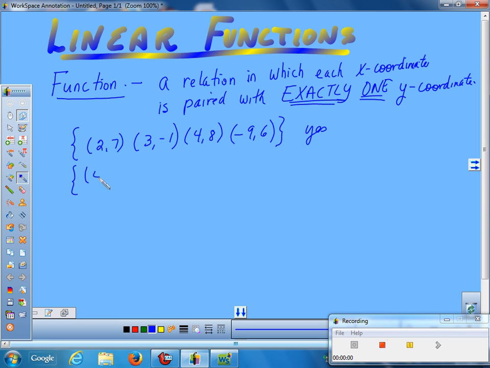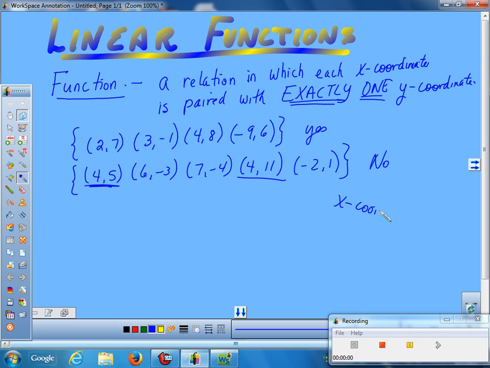Let me try this one on you. Suppose I give you 4, 5, 6, -3, 7, -4, 4, 11, and -2, 1. Is that set of points going to form a function? Why? Because of the 4 and the 11. We got 4, 5, we got 4, 11. That x-coordinate of 4 is paired with 2 different y-coordinates. You can't have that happen. So nope, that is not a function. A big tip: your x-coordinate cannot repeat.